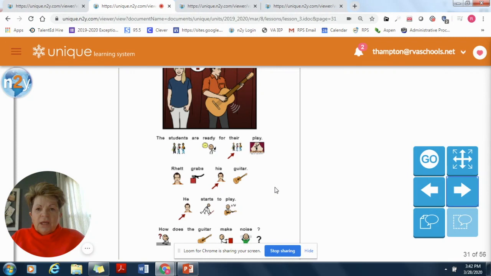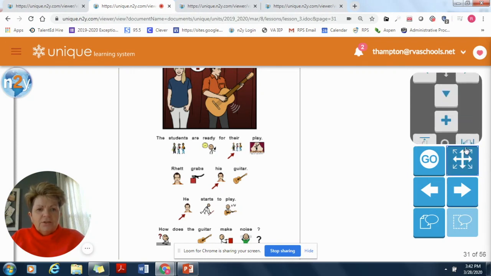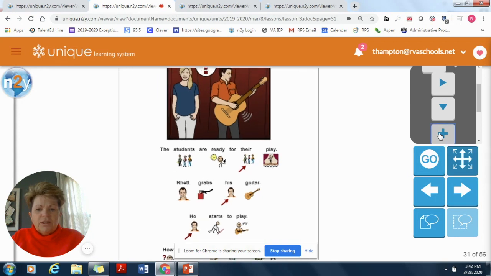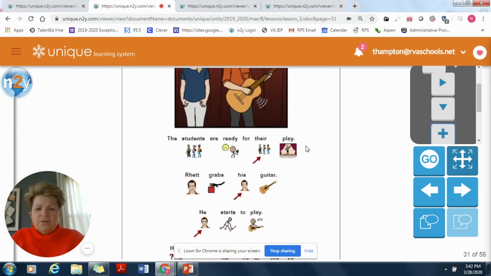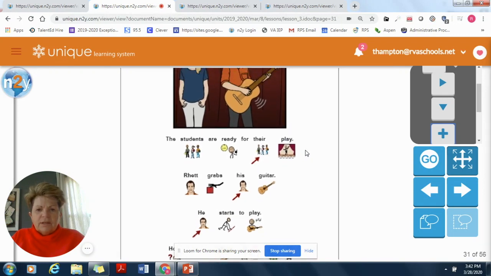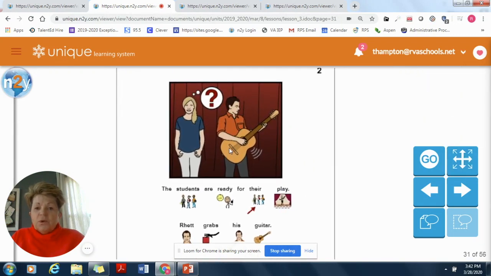So to make sure that all of our readers have equal access, we are going to do the picture supported version. Not all of our students require this level of support, but we do want to make sure that all of our students are engaged. So we're going to do our picture walk and our text walk. This is just going to help us go through and get an idea of what our story is about. So we see that we have a young lady and a gentleman.